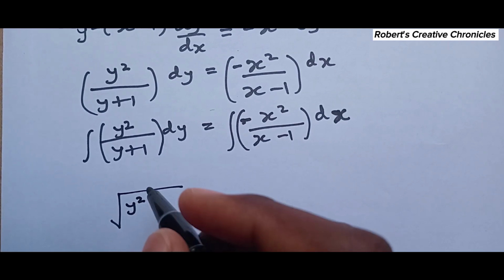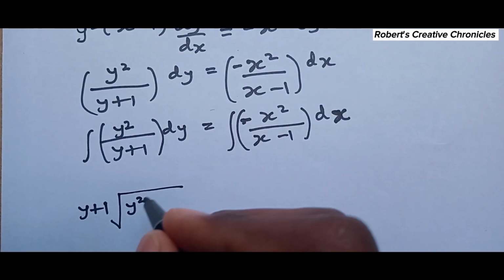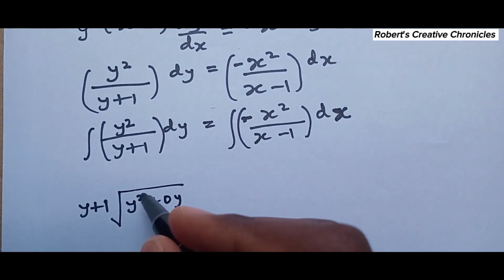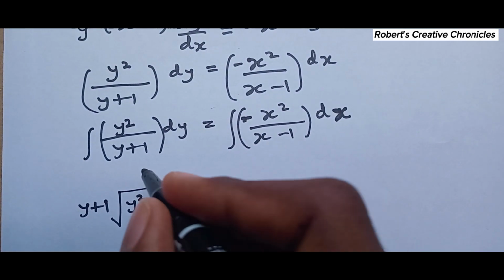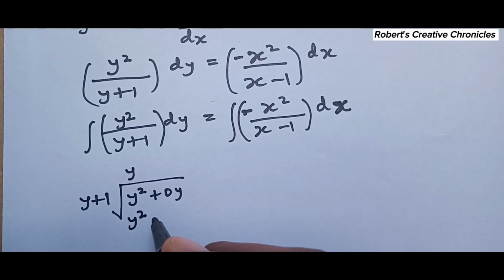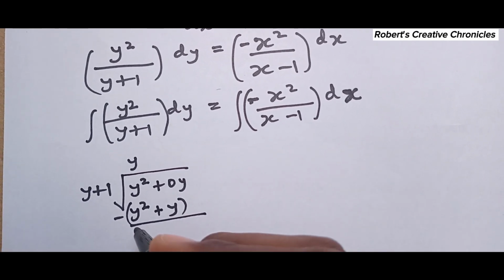The dividend is y squared. The divisor is y plus 1. Then let's do this. We can assume here is plus 0y. y squared divided by y is what? Is y. y times y is what? y squared. y times 1 is what? Plus y. Then we minus it. So then we subtract it.